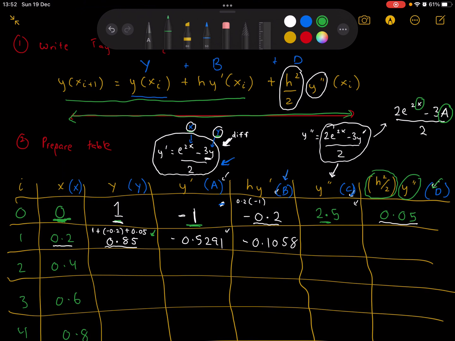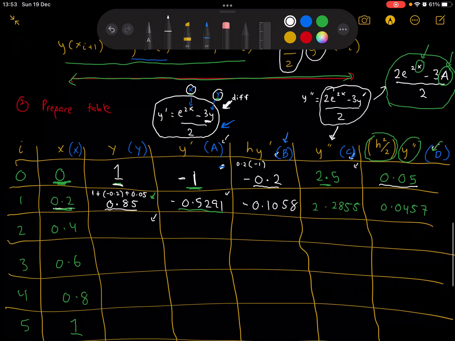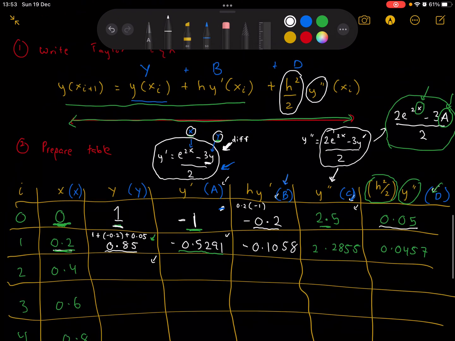So for y double prime, I use this equation. So the x value now is 0.2, and our a value is negative 0.5291. So I'll obtain 2.2855, and d is 0.0457. Okay, so after I completed that, I can find the value of y at the next iteration.